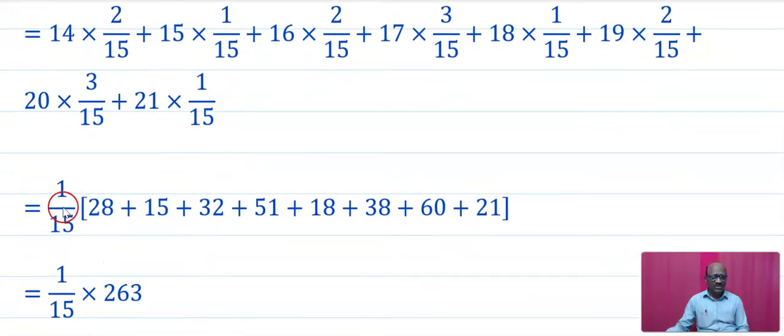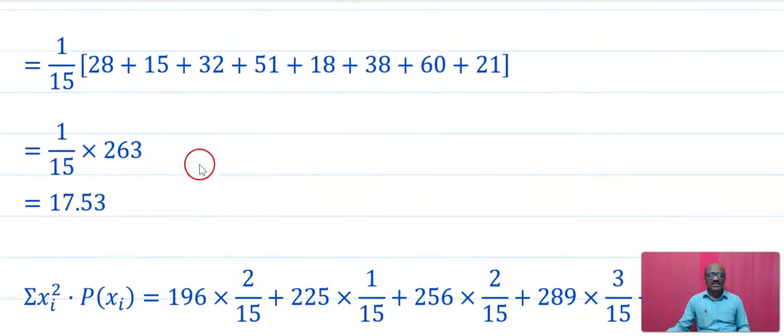After calculation, you can take 1 upon 15 as common, then 14 into 2 is 28 plus 15, 16 into 2 is 32, 17 into 3 is 51, 18 into 1, 19 into 2 is 38, and the next is 60 plus 21. In this way, 1 upon 15 into 263, and after the calculation you will get 17.53.